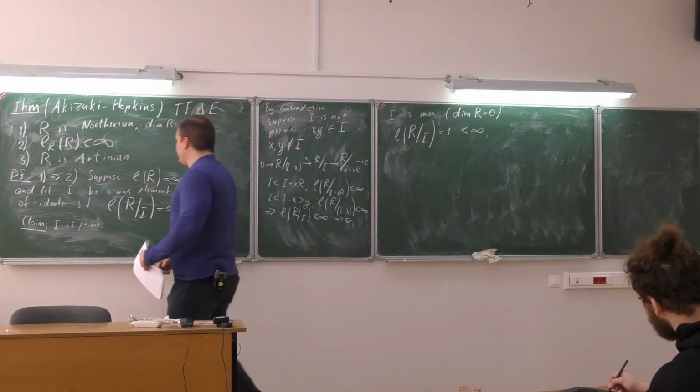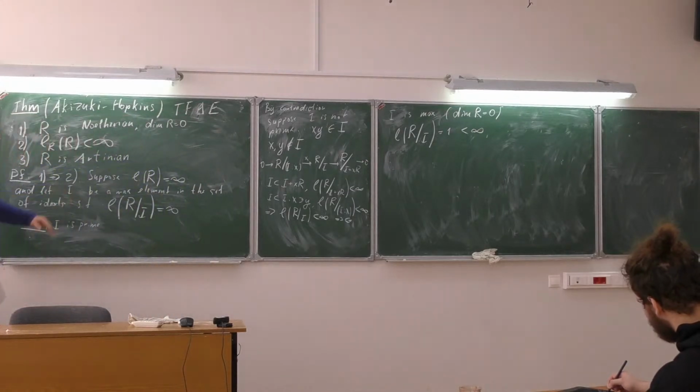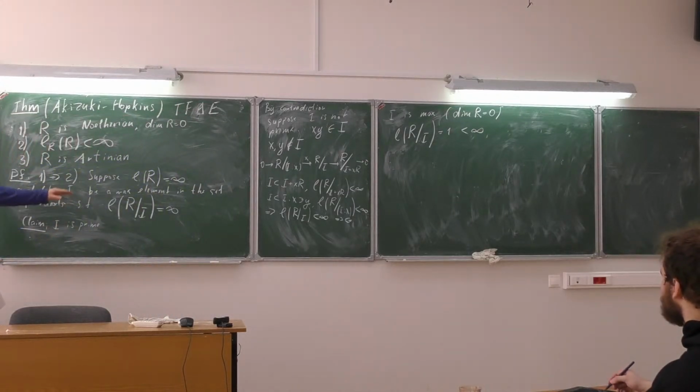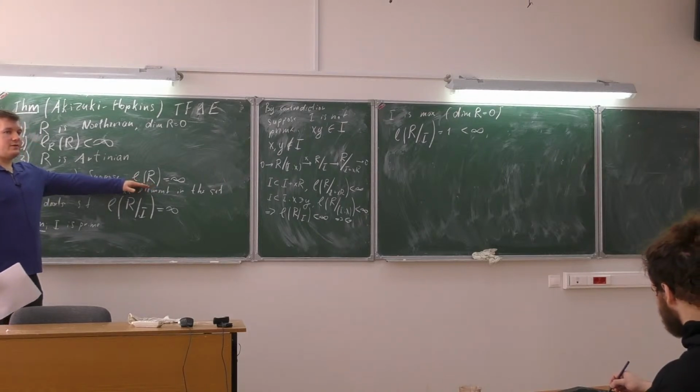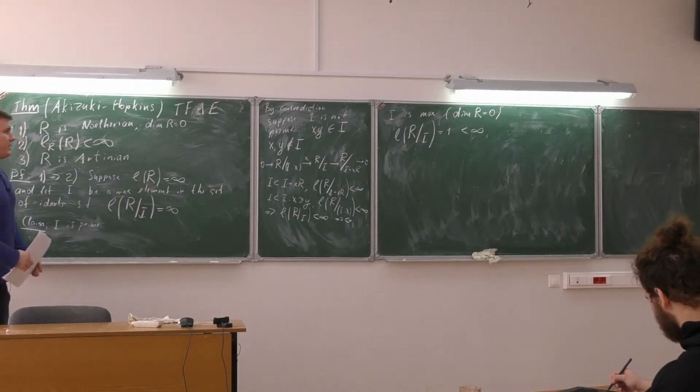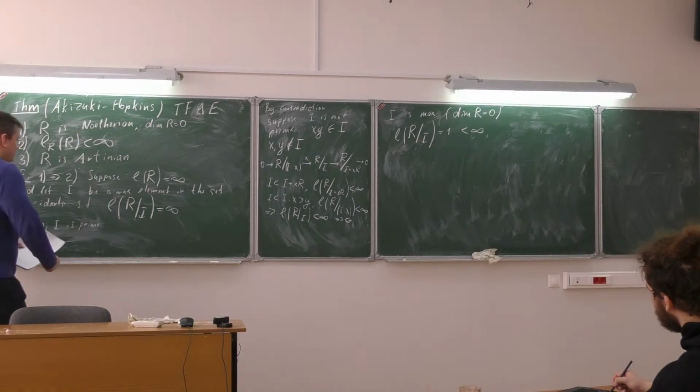1 is a finite number, so this contradicts how we choose I. So this contradicts the condition that the length of R is infinite. So the length of R has to be finite. So we proved that 1 implies 2.